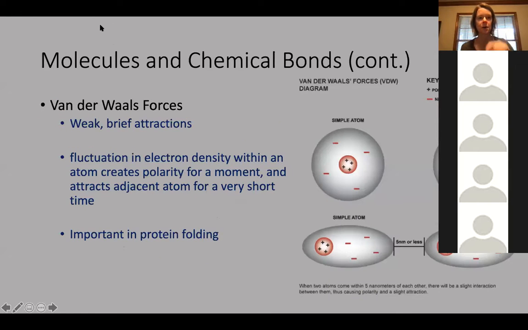All right, on to the weakest. It's really just an attraction. I don't know that it's technically considered a bond. We have something called van der Waals forces. And these are simply sort of brief, weak attractions between different molecules.